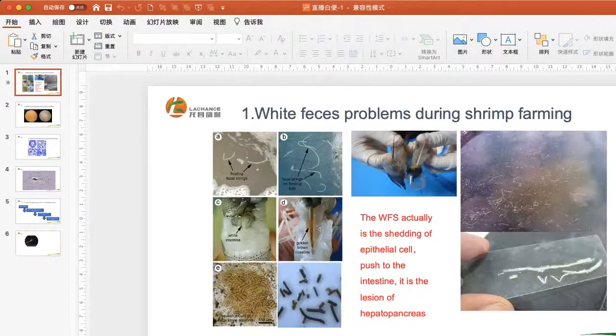Please see this picture. In the first one, the shrimp feces are totally white and thin, and in the second one, the shrimp hepatopancreas has turned white, including in the intestine. The white feces is actually the shedding of epithelial cells, pushed to the intestine. It is the layers of the hepatopancreas.